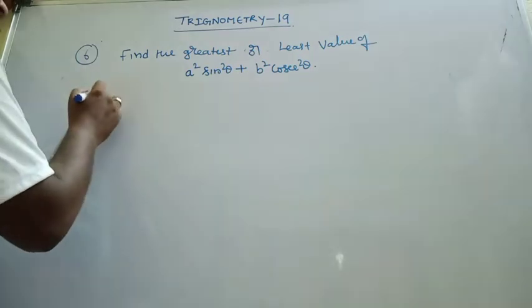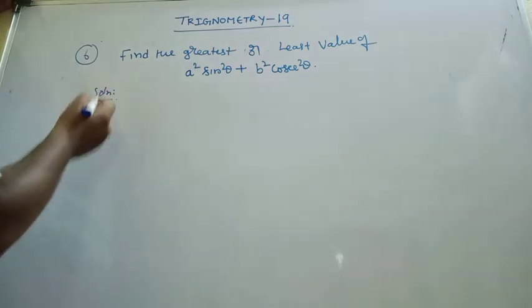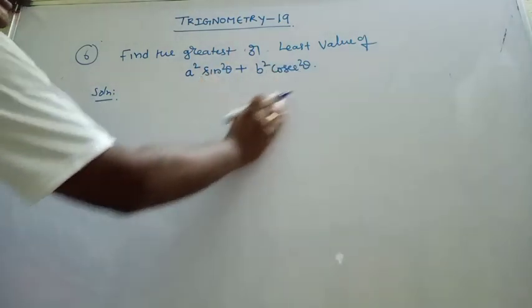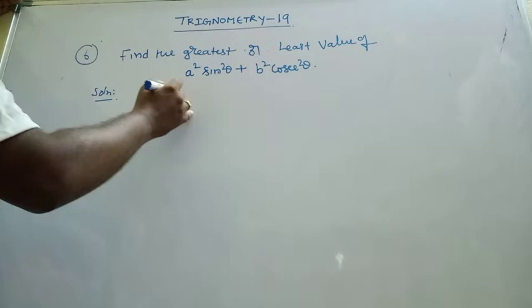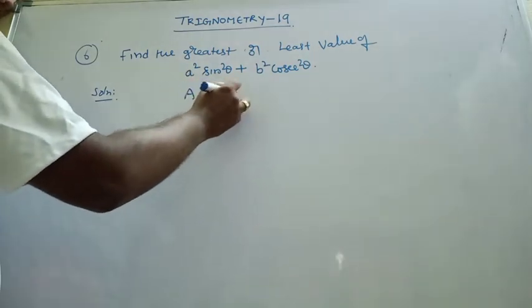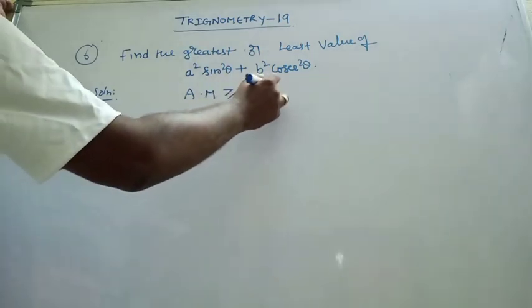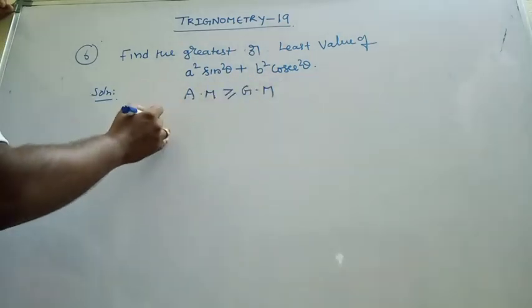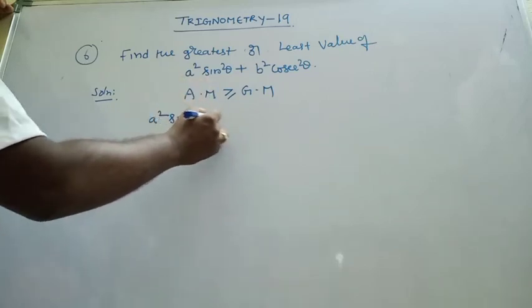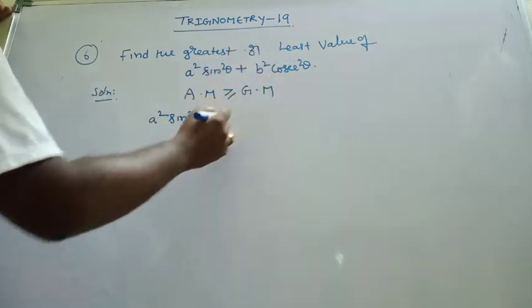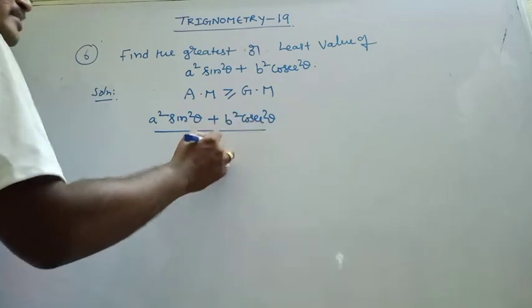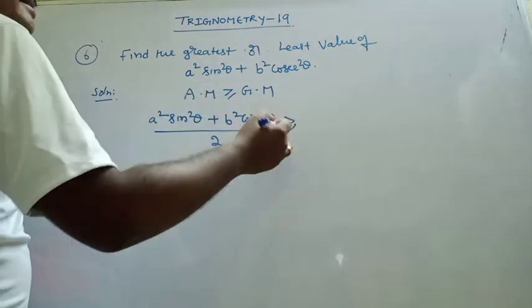You see, this is one of the spectacular problems, a very interesting problem. Sine square theta and cosecant square theta are reciprocals of each other. How will we do it? We know from our progressions that the arithmetic mean is greater than or equal to the geometric mean. Here the arithmetic mean means taking these expressions, a square sine square theta as one term and b square cosecant square theta as another term, divided by 2. The arithmetic mean should be greater than or equal to the geometric mean.